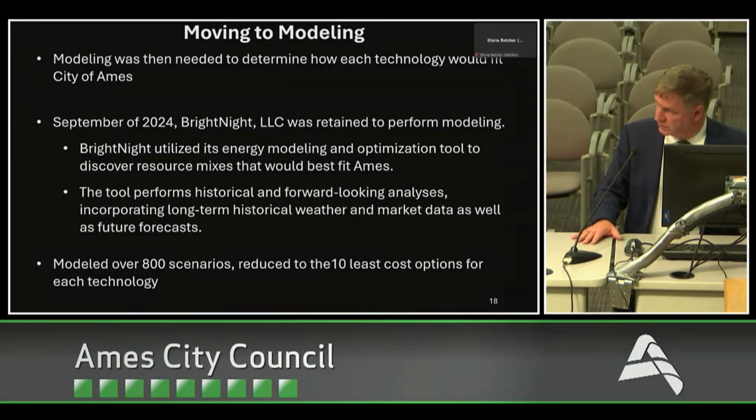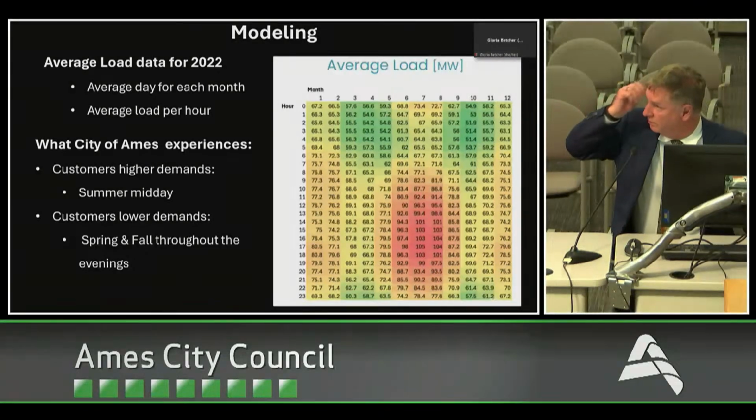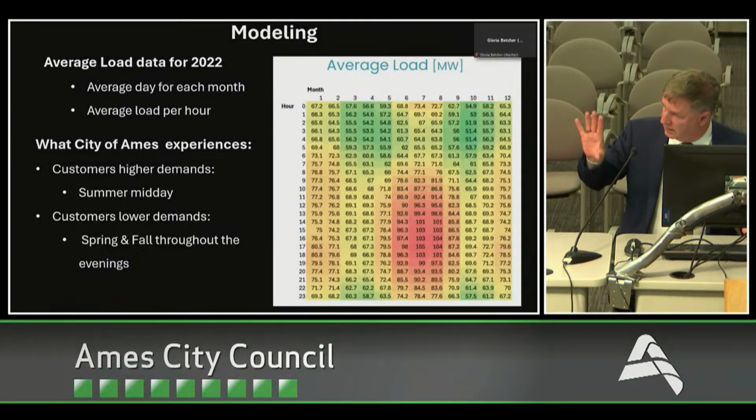And so we took those 800 scenarios and reduced it down to basically the most probable, it's not really least cost, but the most probable 10 options with each of the technologies to look at. And I apologize for the busy chart, I want to talk about this first. So the first thing they did was they modeled our load. The numbers aren't significant, but it's how they treat them. It's the color coding.